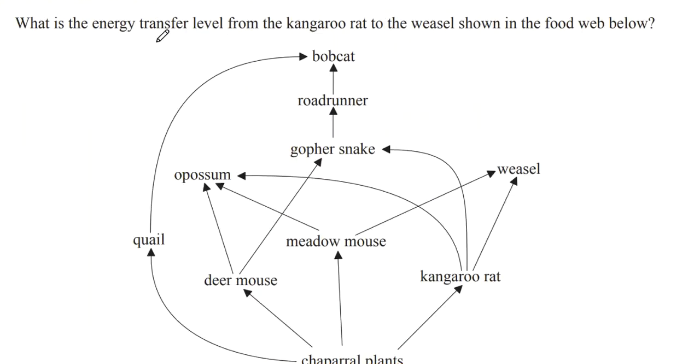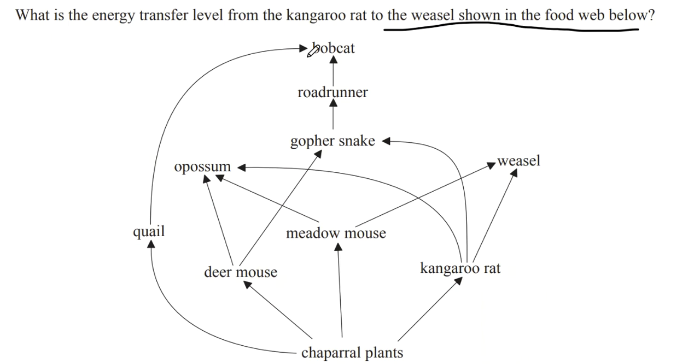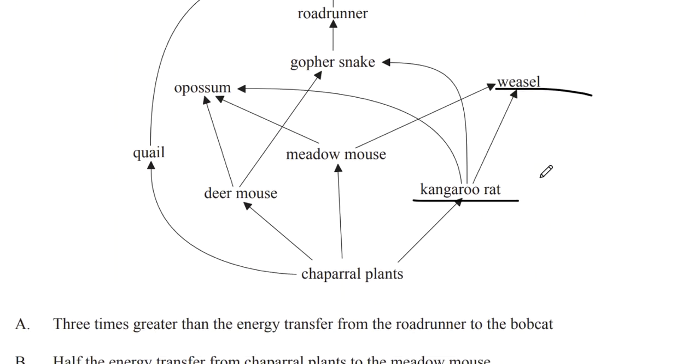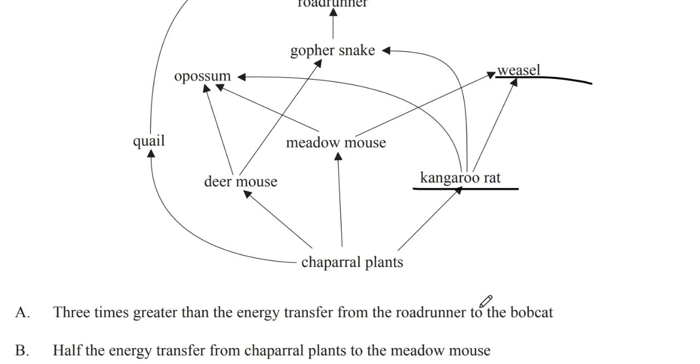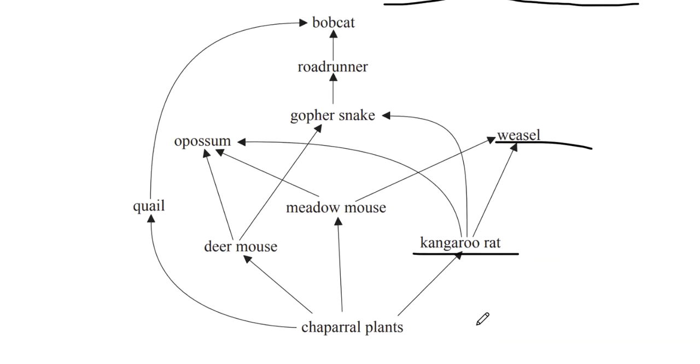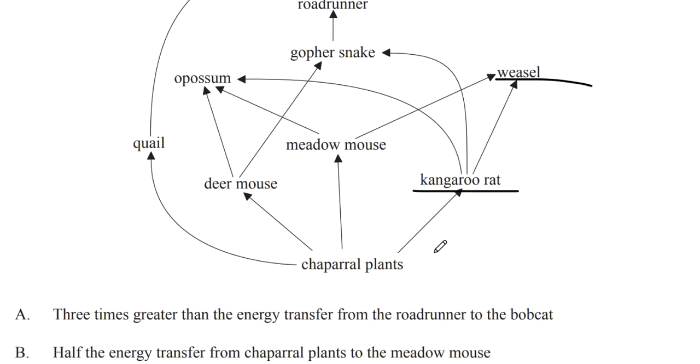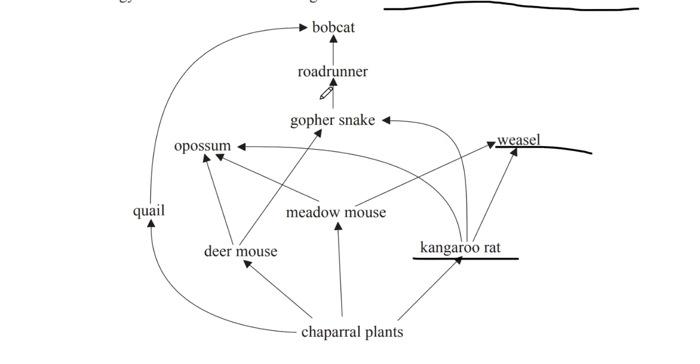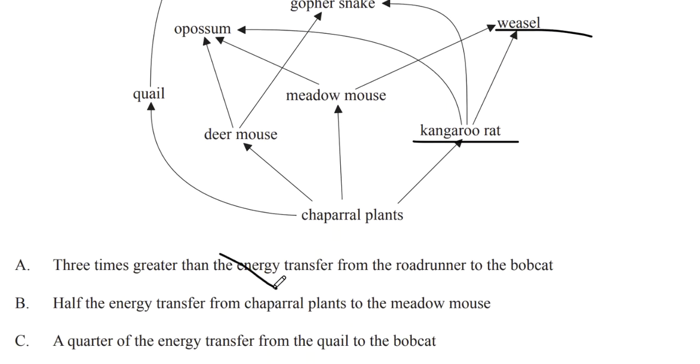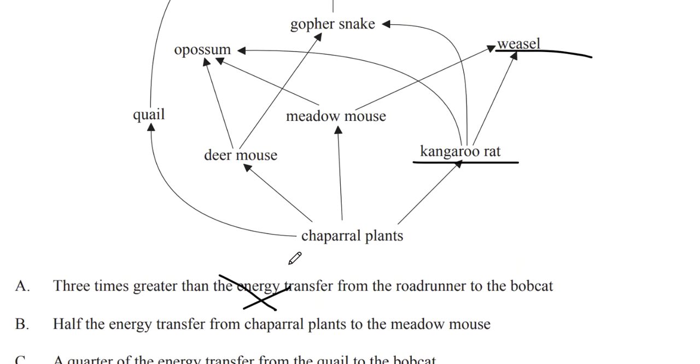What is the energy transfer level from the kangaroo rat to the weasel shown in the food web below? Bobcat, roadrunner, gopher, snake. Okay. Kangaroo rat is this one right here. Weasel is here. 3 times greater than the energy transfer, roadrunner to the bobcat. Well, I believe that only 10% of energy is passed on, so the 3 times does not really make sense here.